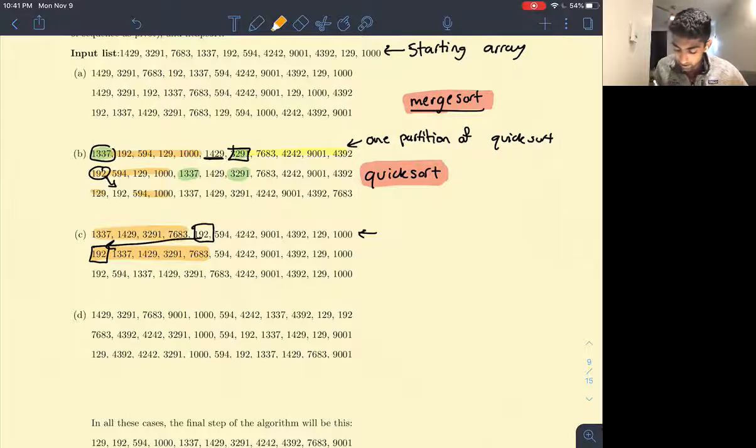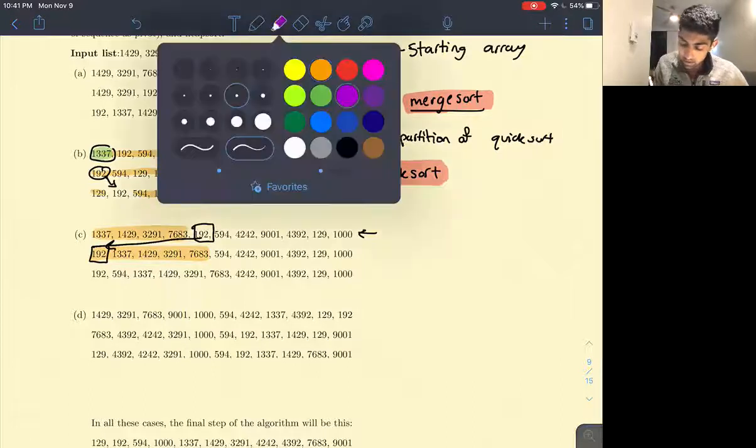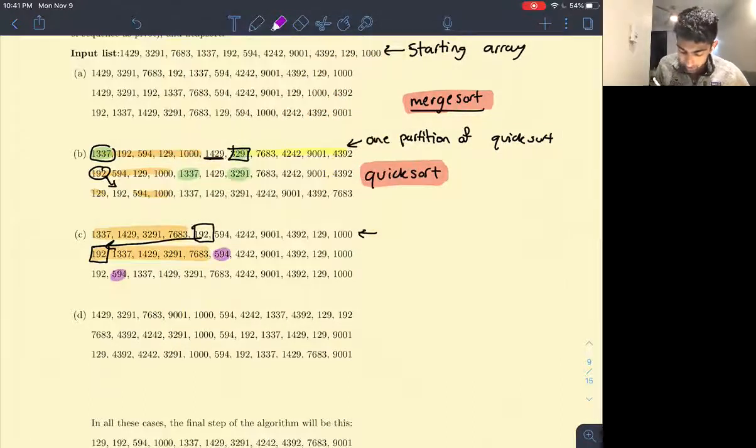And then we could see here that the next thing that we do is take 594 and move it over here. And what that does is it grows our partially sorted array of this size. Okay, so what we're doing is just calling insertion sort. And in these examples, what we did was move 192 to the front, move 1337 to the front, and also move 594 to the second position. Okay, perfect.